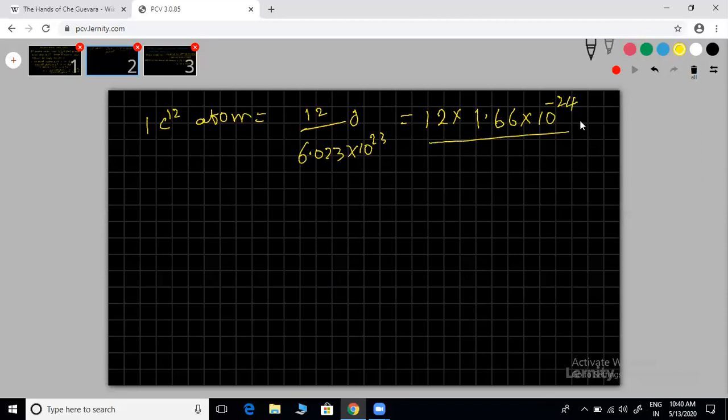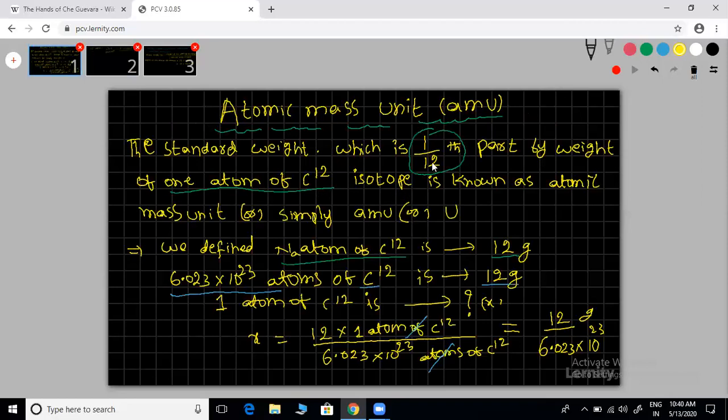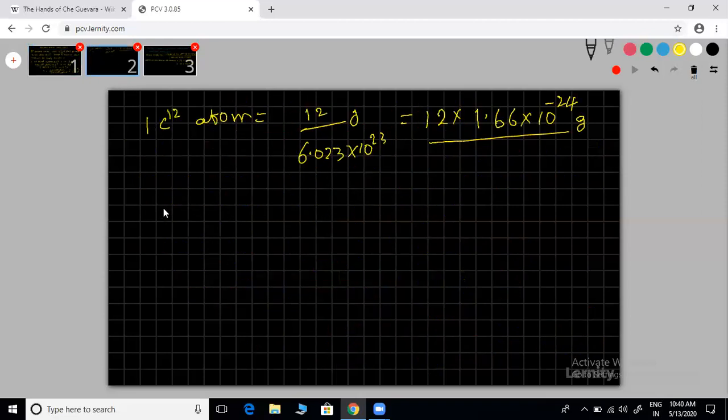If you observe this, with 10 power minus 24, even after multiplying by 12, the value is very small. So one carbon atom weighs very little. This is the actual weight of one carbon atom. Now according to our definition, 1 AMU equals 1 by 12th part of the weight of one atom of the C12 isotope. Now we are applying our definition.